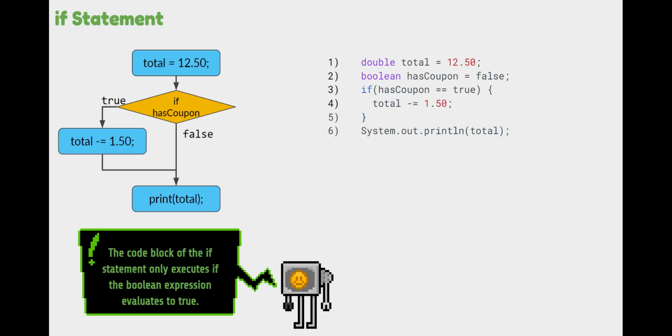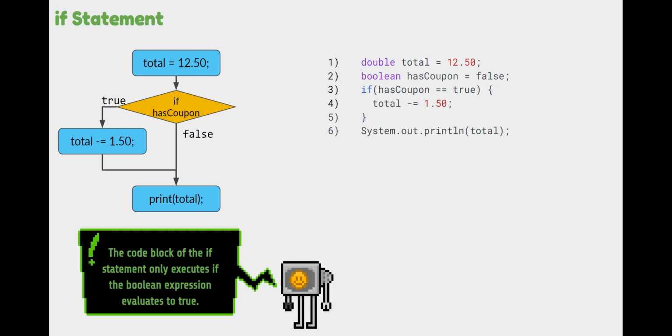And then on line 3, that's where that diamond comes in, the if statement. We are saying if hasCoupon is equal to true, then we see that block of code. We can only get in there if we are telling the truth, if that Boolean expression evaluates to true. If that is the case, we will subtract $1.50 from the total. And either way, whether we got in that if statement or if we didn't, we will always execute line 6 and then print out that total.